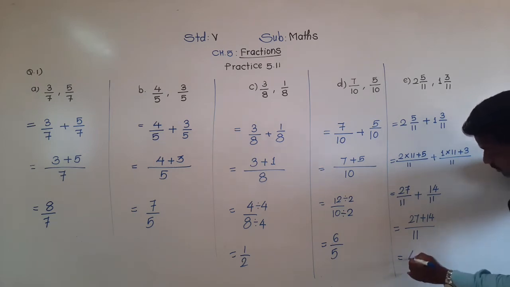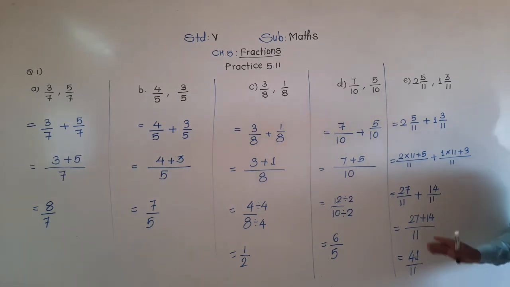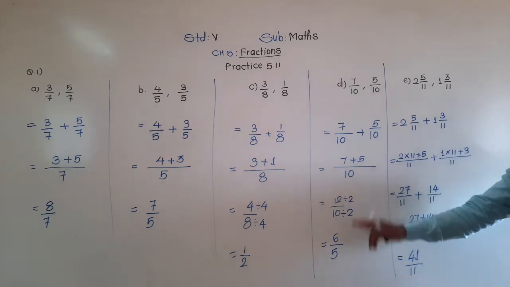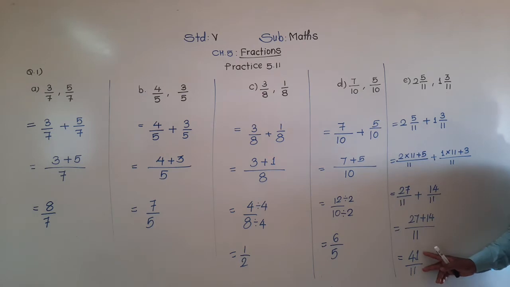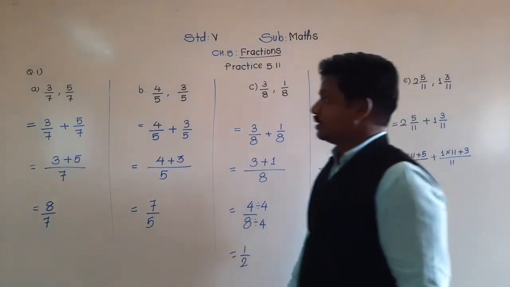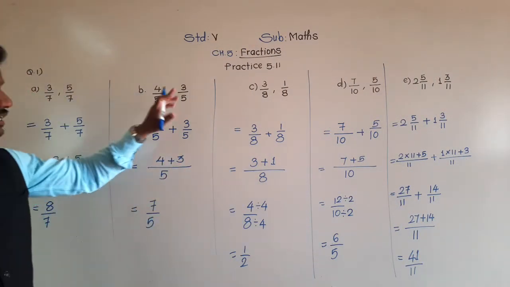27 plus 14, 41 upon 11. So 41 upon 11, this is the reduced term only. We cannot find an equivalent fraction like this because 11 and 41 are not in any same table. Okay? So this was the first type of addition where the denominators are same.